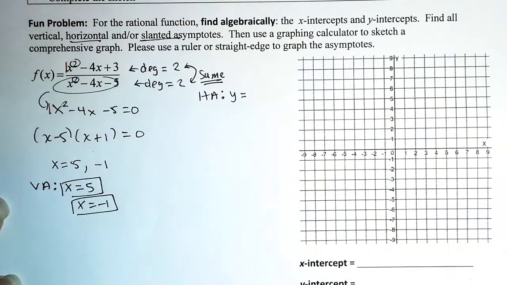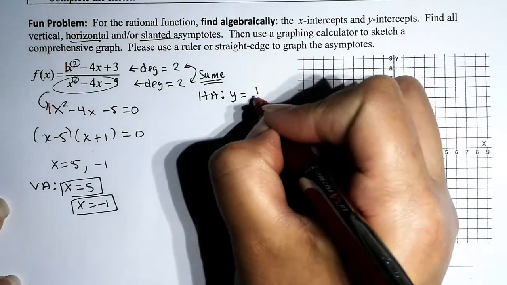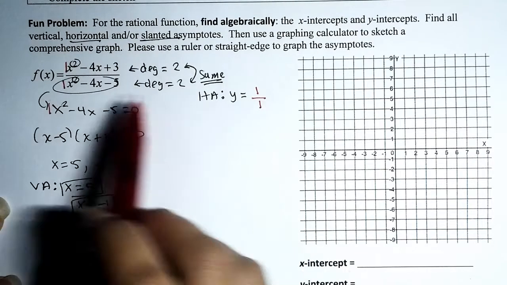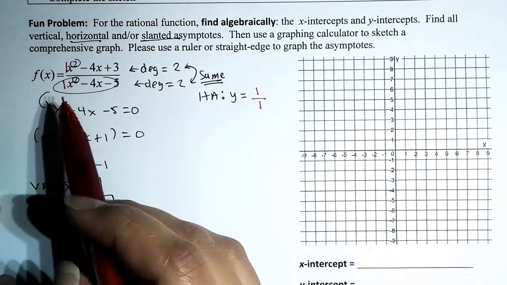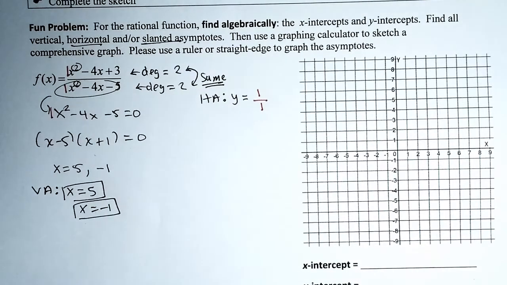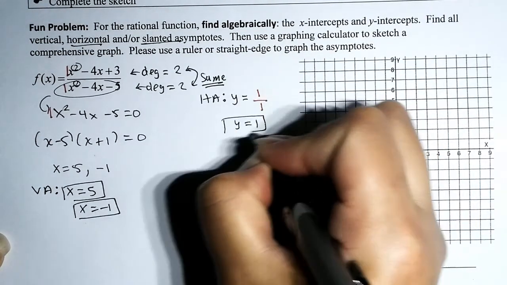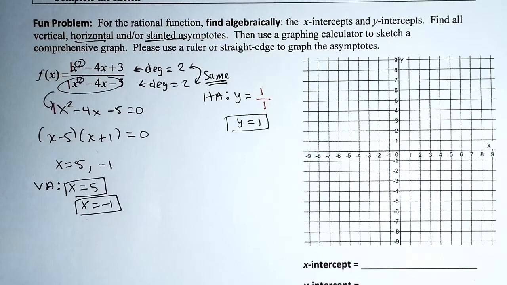The leading coefficient of the numerator is 1. The leading coefficient of the denominator is also 1. So you're just going to divide the leading coefficients. The quotient of 1 and itself will give us 1. So we want to tell the world, the horizontal asymptote is given by y equals what?